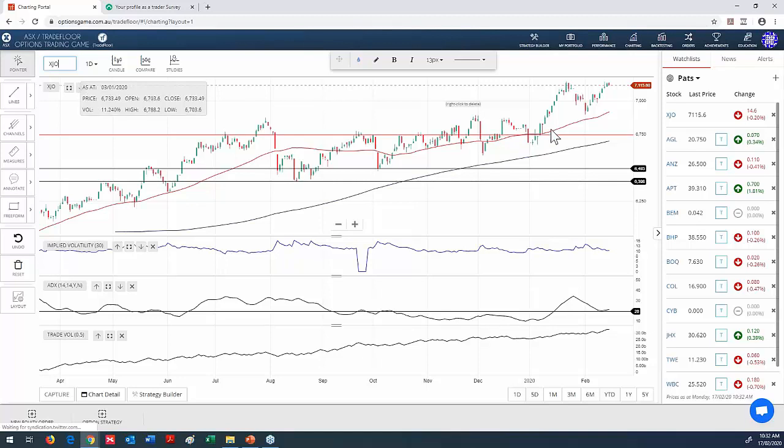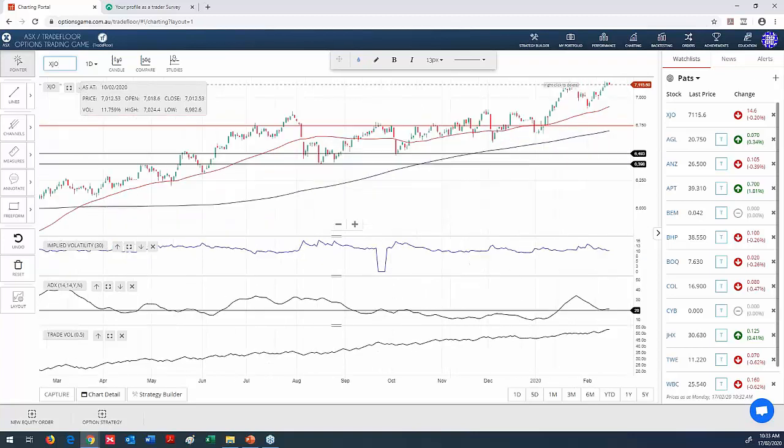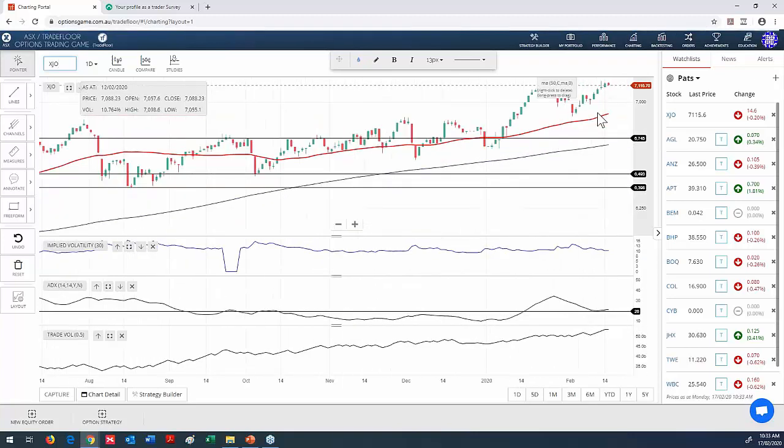We did have a bit of support just above this 50-day moving average, the red line on the screen, and it looks like since basically the beginning of 2019, the 50-day moving average has been providing some solid support for the market as it continues its bull run.